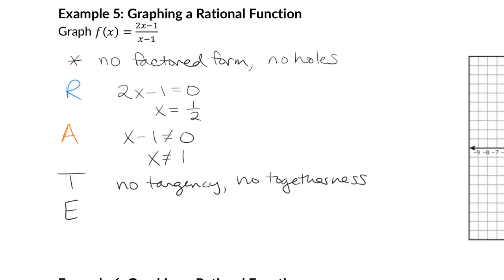We go to the E. The E stands for end behavior. End behavior is Bobo, Bot, and Betsy. So if we look, what is the degree of the numerator? What's the degree of the denominator? 1. So is this Bobo, Bot, or Betsy? It's Betsy. And so we need to divide the coefficients. What's the coefficient of the top? 2. And what's the coefficient of the bottom? 1. So 2 over 1 is 2.